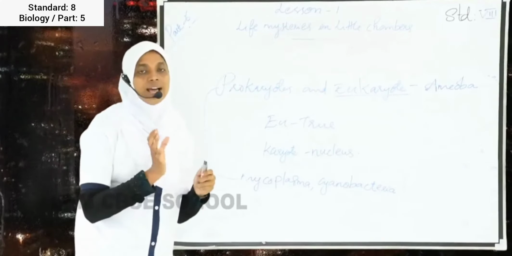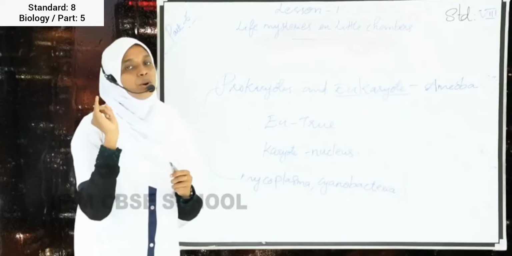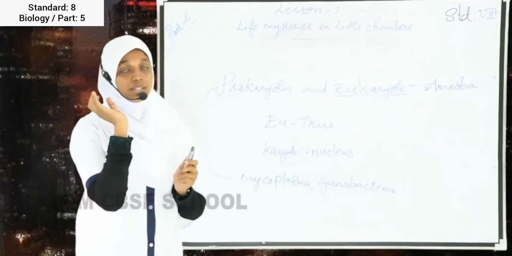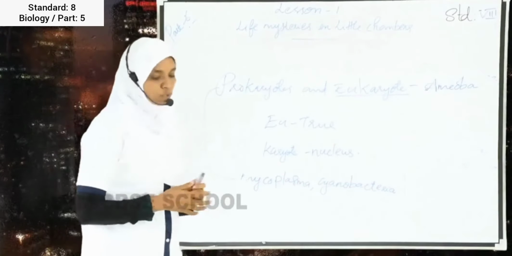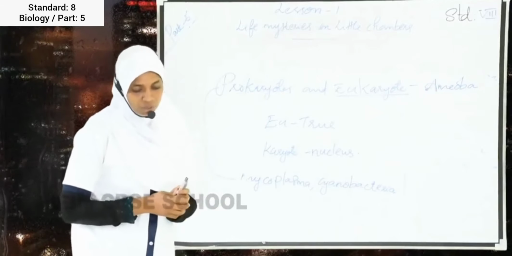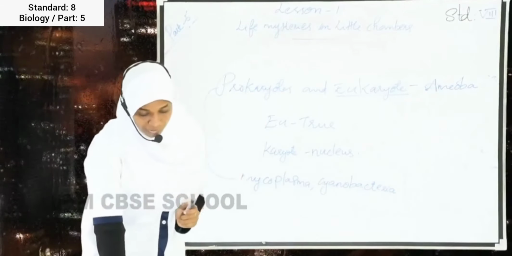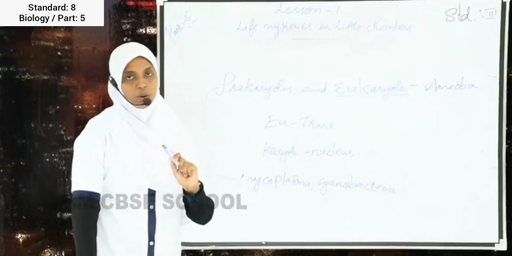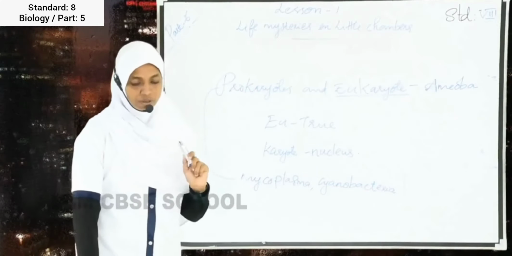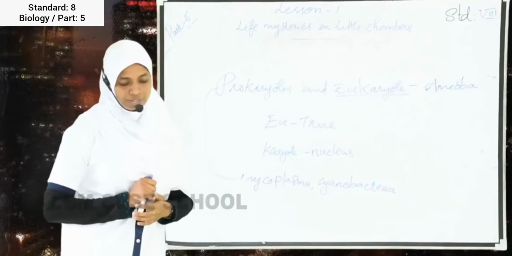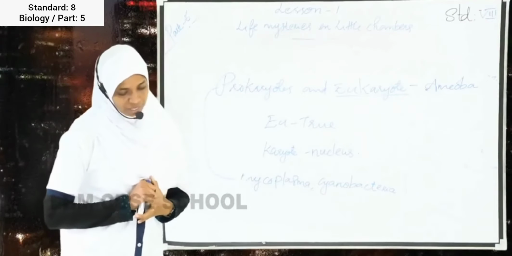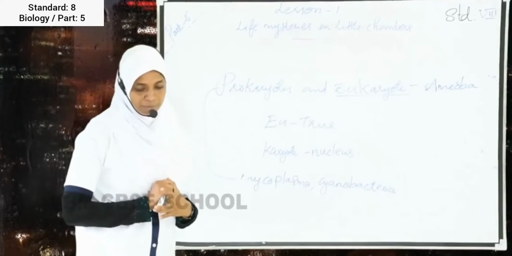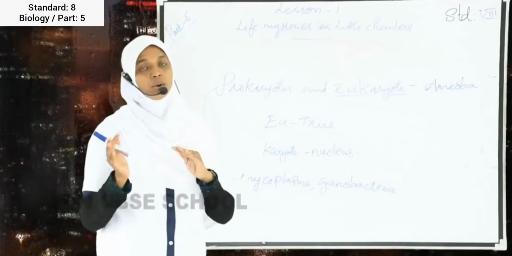So in this class we discussed prokaryotes and eukaryotes. Prokaryotes have no well-defined nucleus, and eukaryotes have a well-defined nucleus. In the cells of bacteria, cyanobacteria and mycoplasma, there is no nucleus; these organisms are called prokaryotes. But in the cells of amoeba, animals and plant cells, a well-defined nucleus covered by a membrane is seen. Eukaryotes have a nucleus, prokaryotes do not.